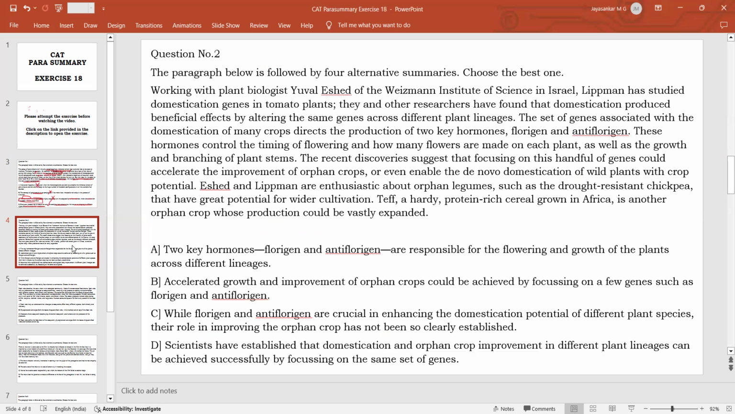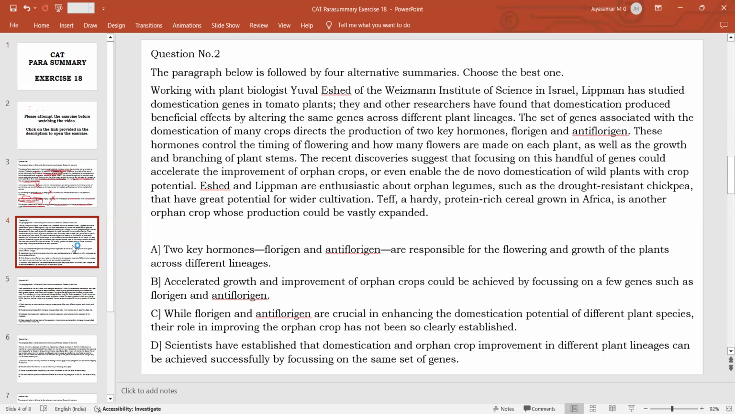It is talking about some research done by certain researchers and what they have found out. So they have found out that when you talk about domestication of plant species, domestication means what? Conversion of wild plants into domestic plants that are grown by human beings for the purpose of cultivation, for growing crops, etc. That is called domestication.